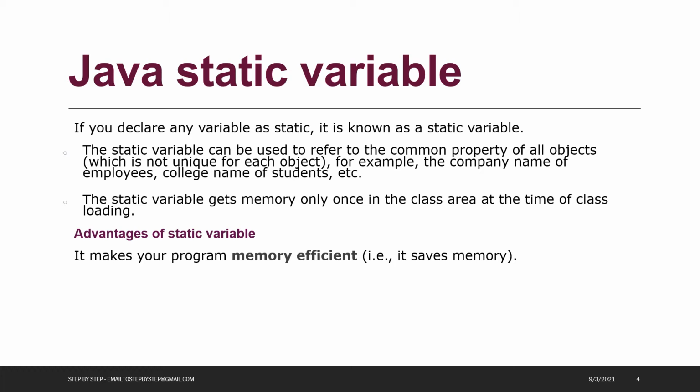That's why it is an advantage of the static variable, that it makes your program memory efficient, that is, it saves memory. With both these examples, employees and college: the company name is going to be the same for all the employees, and similarly the college name is going to be the same for all the students. So whenever we declare a variable to store the company name, we should declare it as static. Similarly, for the college name, we should declare it as static, so that it will get memory only once.